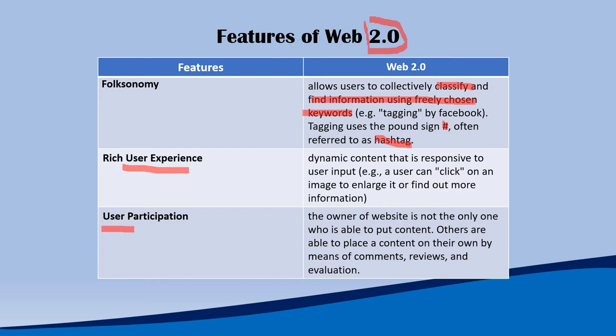Now let's move on to the third one, user participation. The owner of a website is not the only one who is able to put content. User participation means the user can participate and write down some comments or feedback on that particular web page. Others are able to place content on their own by means of comments, reviews, and evaluation. That's what user participation is.